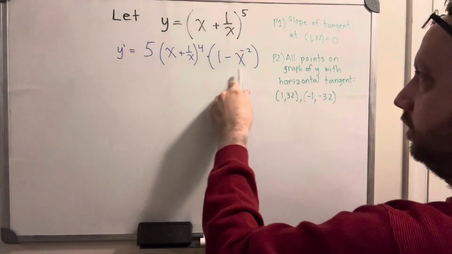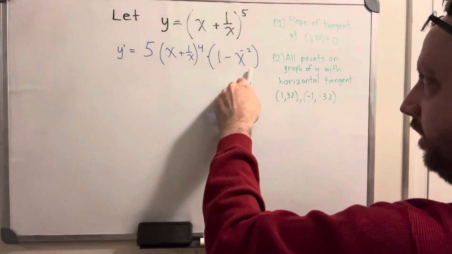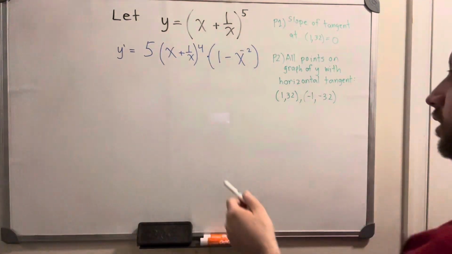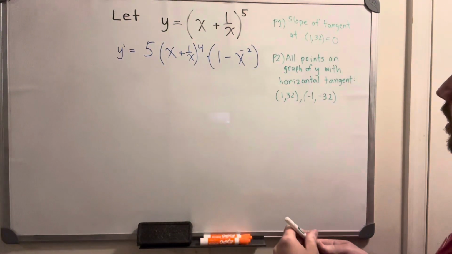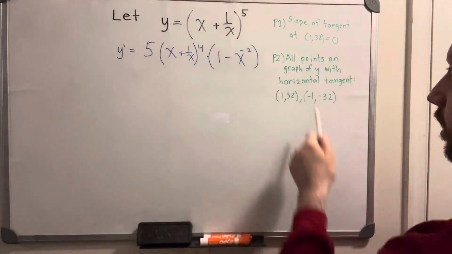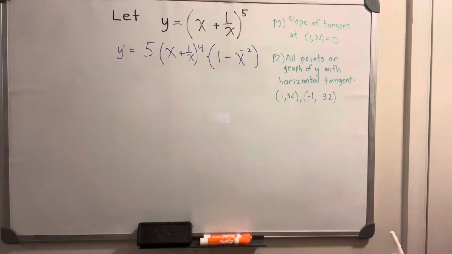And there's no other value of x that will make the derivative, i.e. the slope of the tangent line, 0. So these are the points on y with horizontal tangent.